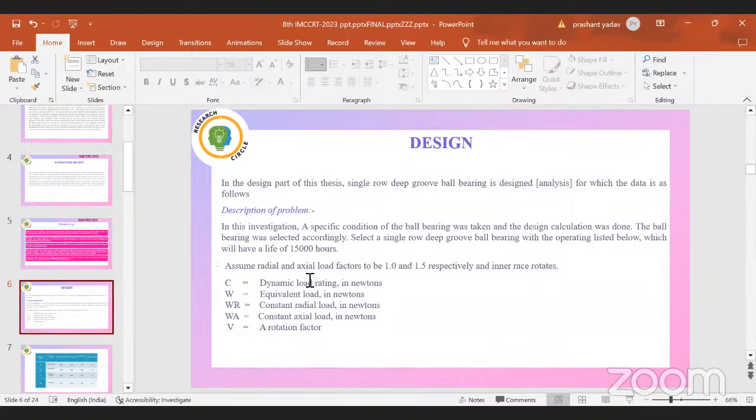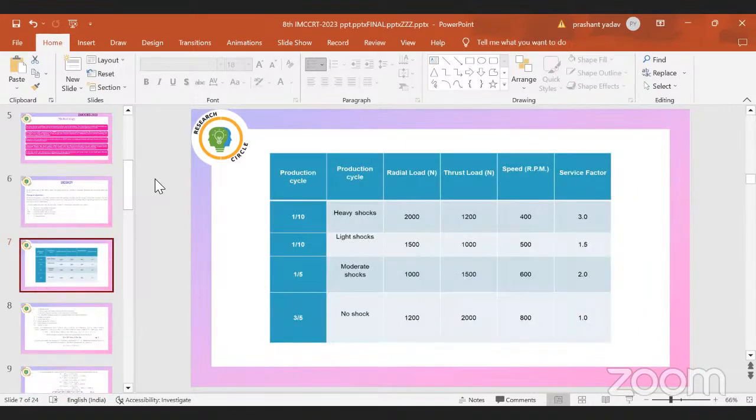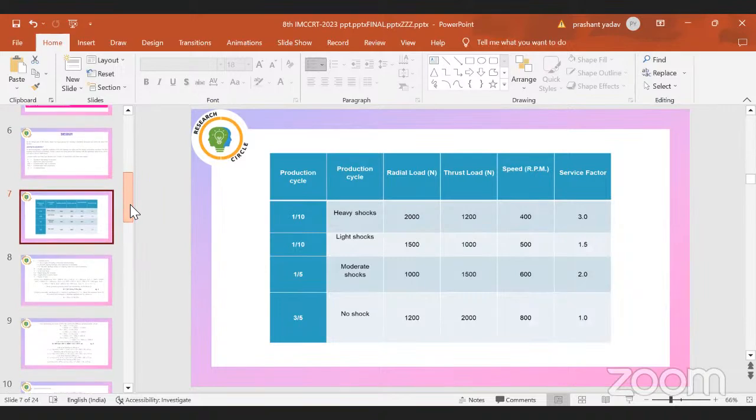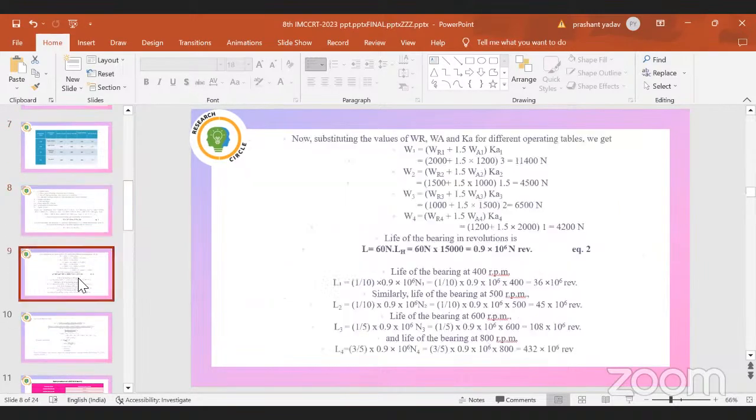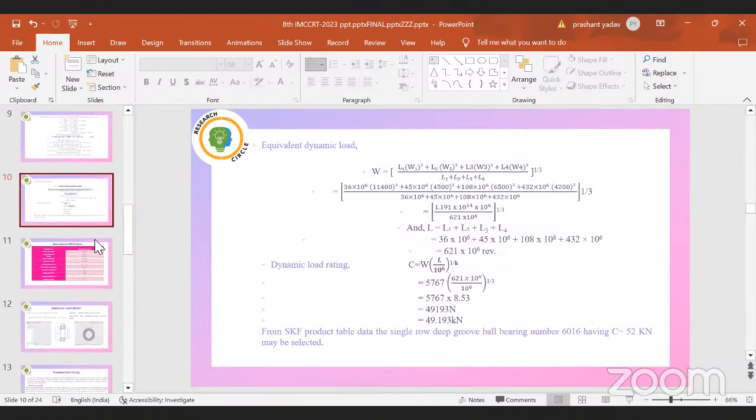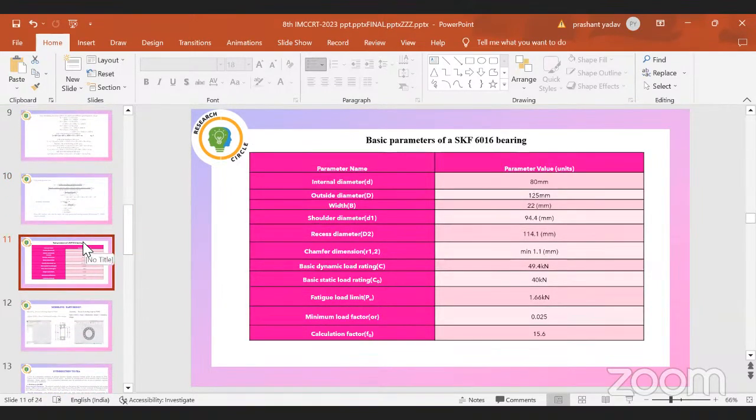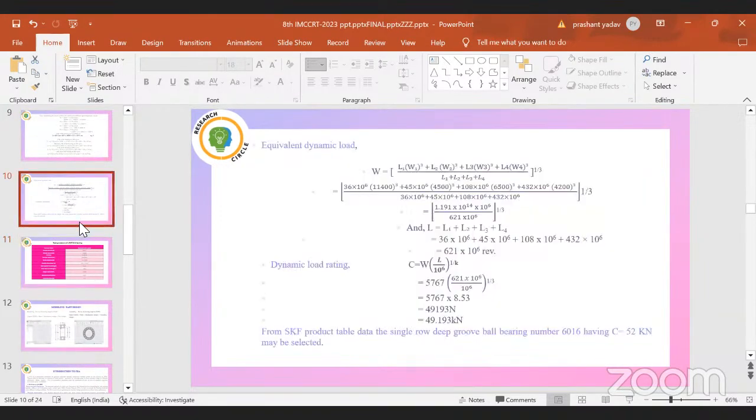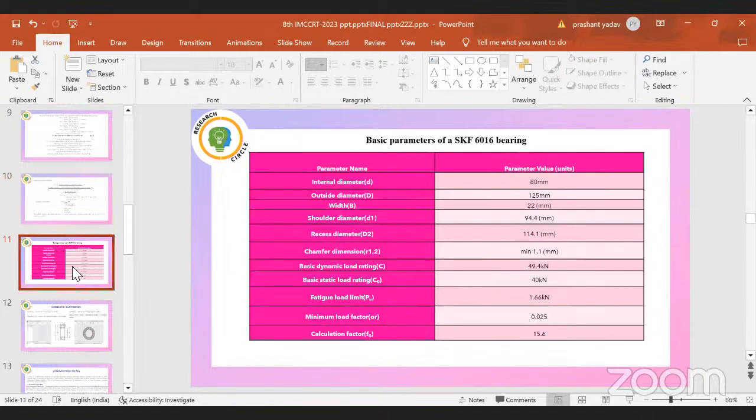Sir, this is our description of the problem and our calculations. This is the basic parameters of the SKF 6016 bearing. Finally, we have calculated the equivalent dynamic load rating. From the SKF product table, the single row deep groove ball bearing number 6016, having C equal to 52 kN, may be selected. So these are the basic parameters of the SKF 6016 bearing.